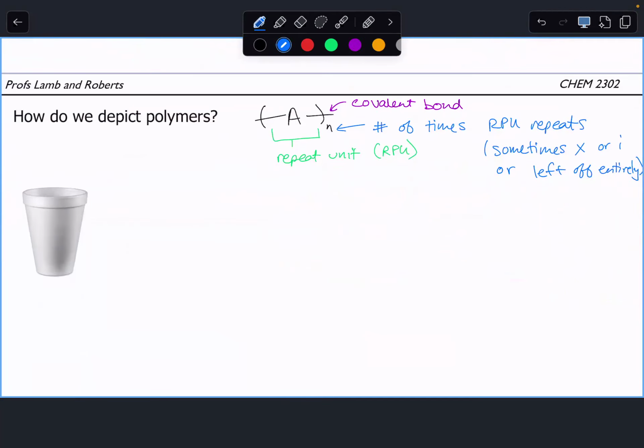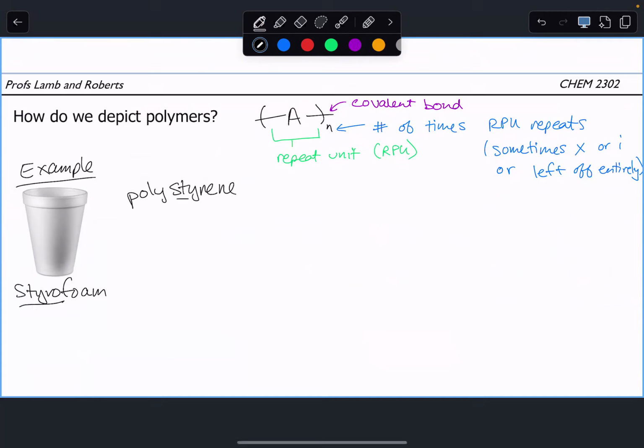Okay, so let me give an actual example with actual structures. You might be familiar with these types of cups, right? Styrofoam cups. Styrofoam is made out of a polymer called polystyrene. The styro in styrofoam comes from styrene. So polystyrene looks like this. Again, I have that bracket to show the repeat unit. And I'm going to show what that actually looks like.